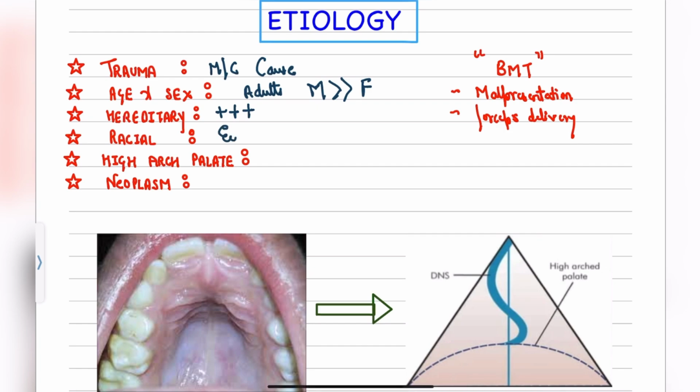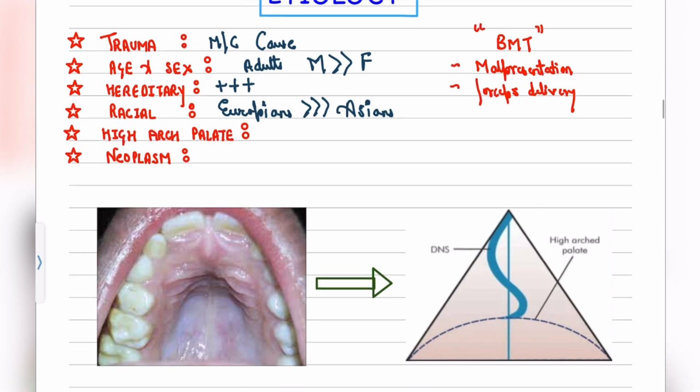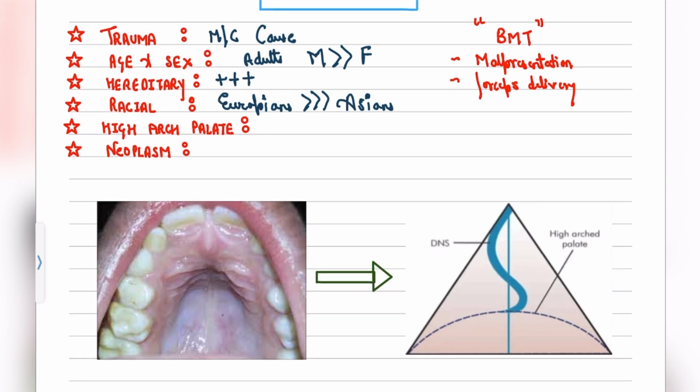For racial points, we have to remember that Europeans, the Caucasians, are much more susceptible to deviated nasal septum than the Asians. So Asians are less susceptible than the Europeans. High arch palate. For example, this right here is a patient with a high arch palate. Just above the palate, this is the palate, and just above the palate we have the septum.